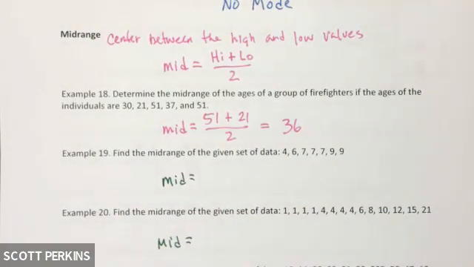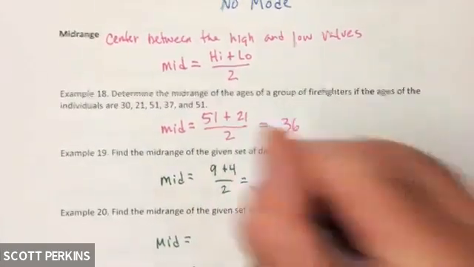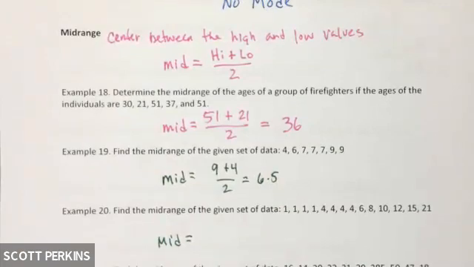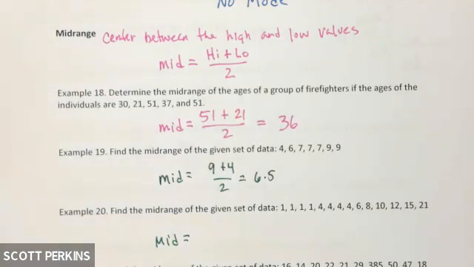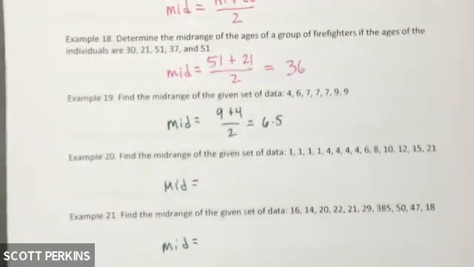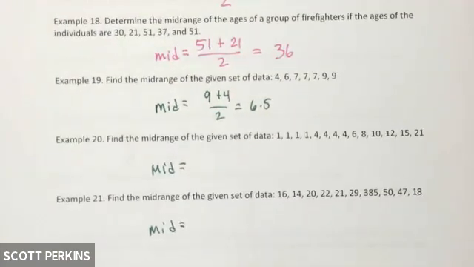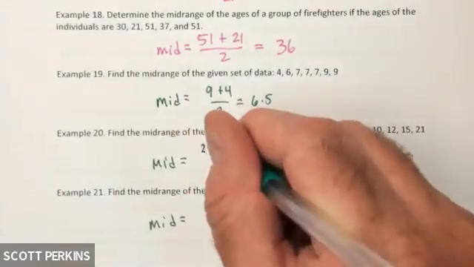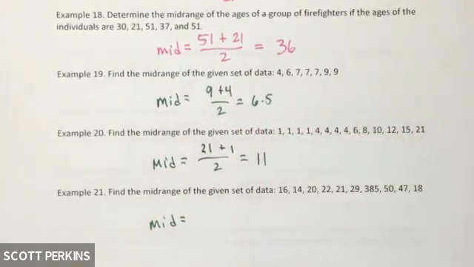All right, example 19. The mid-range: the high value is 9, the low value is 4, divided by 2, so 13 divided by 2, you should be looking at 6.5. Anybody get something different that we need to talk about? Okay, so all the mid-range does is take into account the high and the low value. Everything else, whether values are repeated, is totally ignored by the mid-range. The high value of the next data set is 21, the low value is 1, divided by 2. So that's 22 divided by 2, or 11.